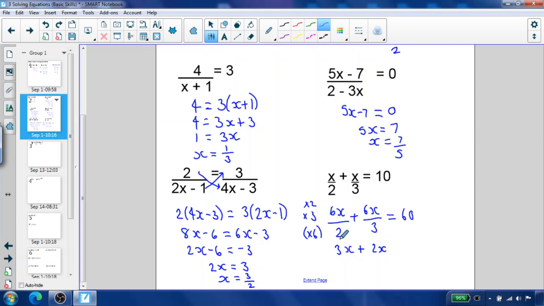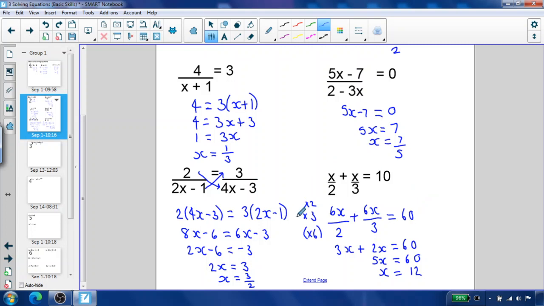6 divided by 2 is 3. 6 divided by 3 is 2, equals 60. Now let's combine these two, so I'm going to have 5x is equal to 60. And then dividing both sides by 5, x is going to be equal to 12.